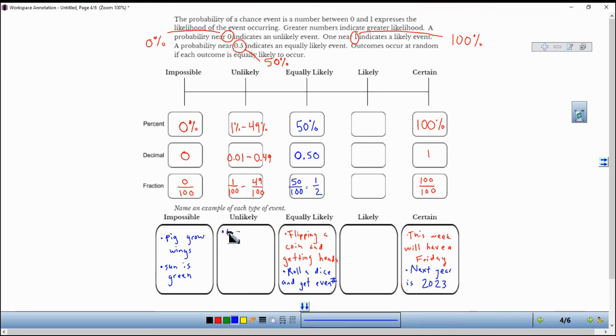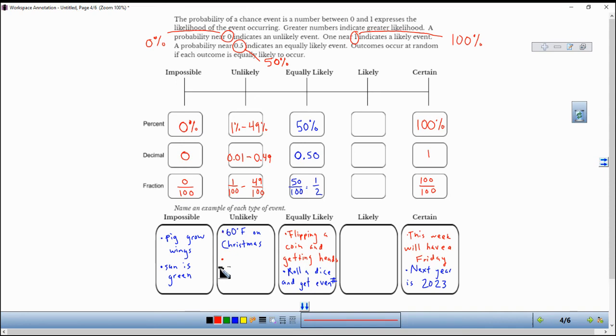It could be like 60 degrees Fahrenheit on Christmas. Now, that's not likely to happen, but it's not impossible. This is an event that could happen, but it's usually 40 or below on Christmas Day. But it's possible that it could be 60 degrees. Okay.